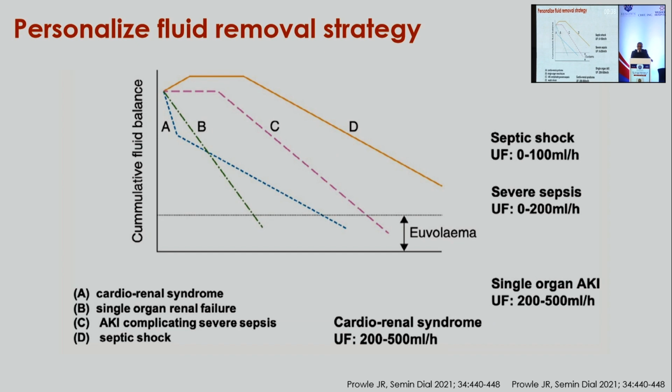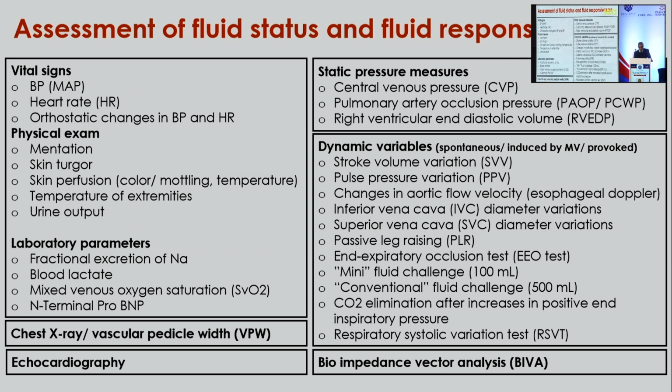The other thing that we could do to enhance safety was personalize our fluid balance strategy. Again, as has been highlighted, the phenotype of patients that we would see in the ICU would be very different. Some patients like heart failure with fluid overload may require a quicker fluid removal, whereas patients with septic shock, we may need to ease into our fluid removal strategy to allow a bit of hemodynamic stability.